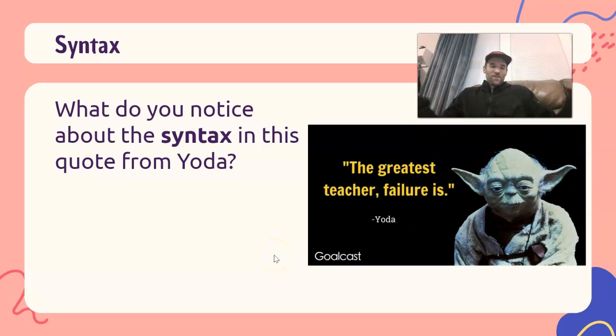Here's my favorite example of syntax, right? Yoda, he always changes the syntax. "The greatest teacher, failure is." Move the words around, syntax. That's why so much of what Yoda says is so memorable, because they change the syntax.